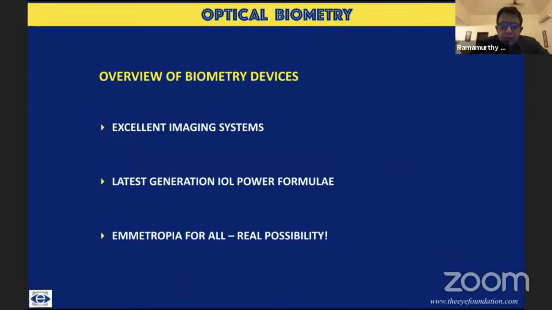So, along with improvement in intraocular lens technology and the ability to extract cataracts using lasers as well as modern phacoemulsification systems, today we have excellent imaging systems incorporating the latest generation intraocular lens power calculations, so that it's possible to achieve emmetropia in almost 90 to 92% of the cases, irrespective of the power that you are dealing with or whether it's a post-refractive surgery scenario.